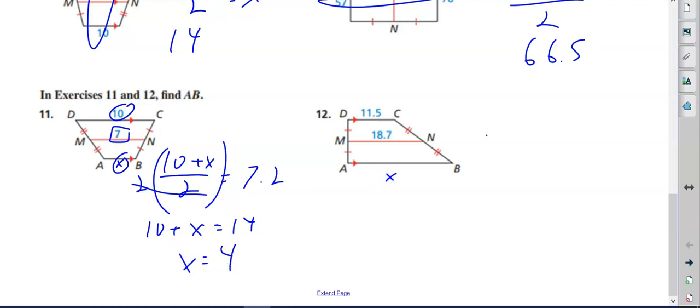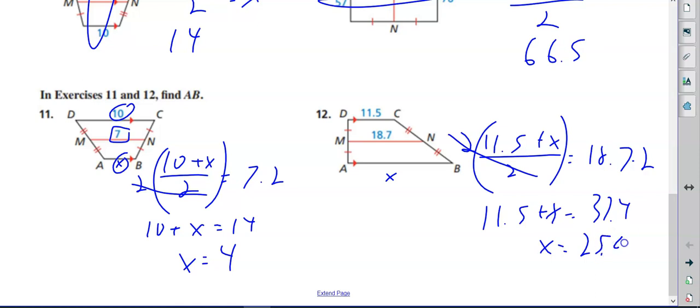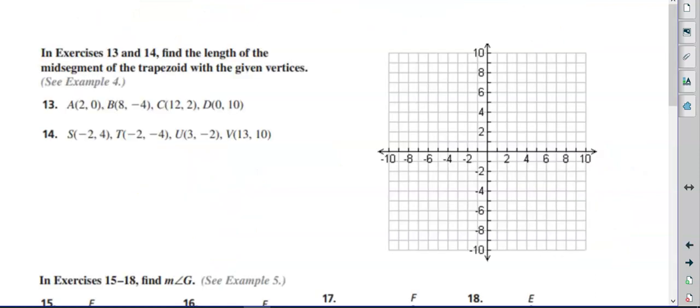Same thing here, 11.5 plus an unknown divided by 2 will give us 18.7. We start by getting rid of the 2. That's 11.5 plus x equals 18.7 times 2, which is 37.4. And then we just subtract the 11.5, x equals 25.9.